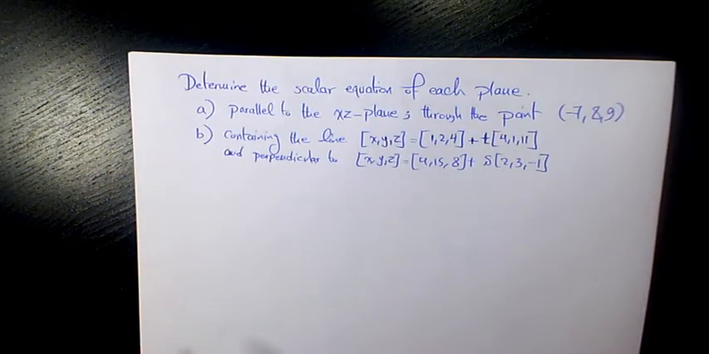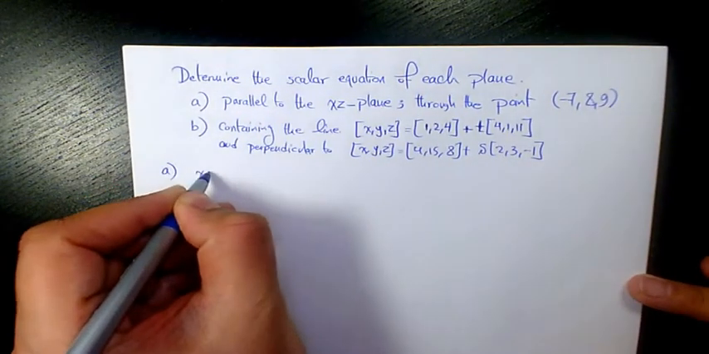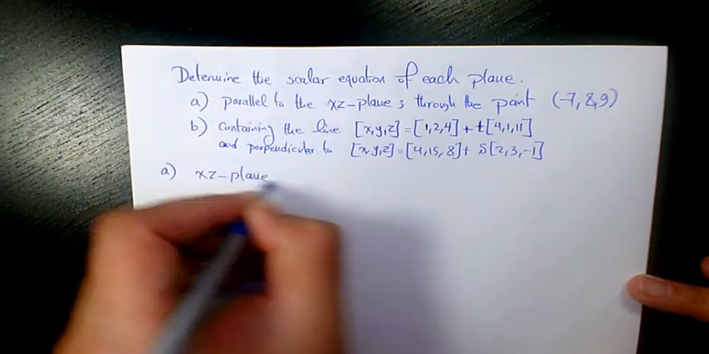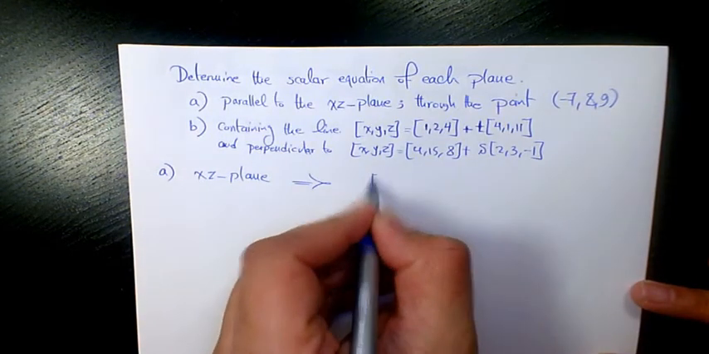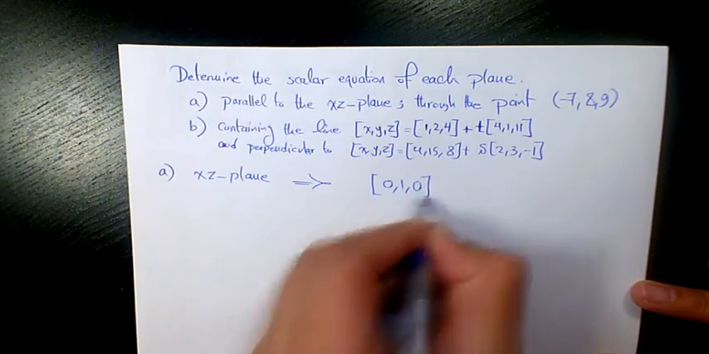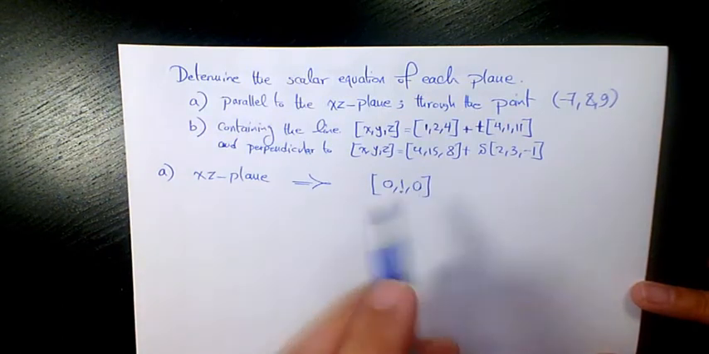Next example, it says determine the scalar equation of each plane. Part A, parallel to the xz plane and through the point negative 7, 8, and 9. So we have the xz plane, which has the normal vector perpendicular to both the x and z axes. So the normal is going to be 0, 1, and 0 because we need to have the y axis. So 0, 1, and 0 is going to be the normal vector.